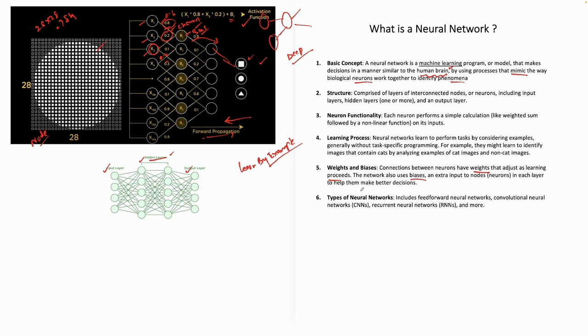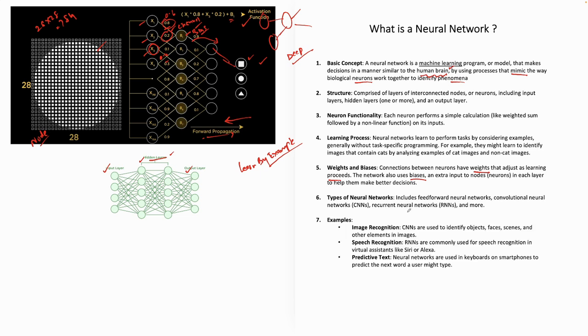Right? So there are different types of neural networks. Don't worry about it. We'll understand more examples in the next video. There are normally feed-forward neural networks, convolutional neural networks, also known as CNNs. Then we have recurrent neural networks called RNNs. Anyways, we'll take a look in the next video.